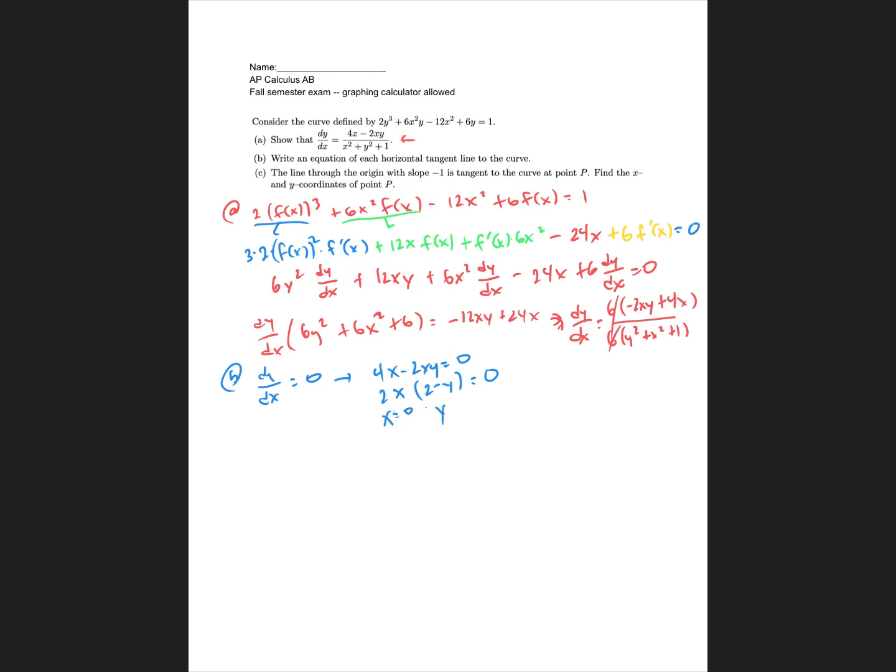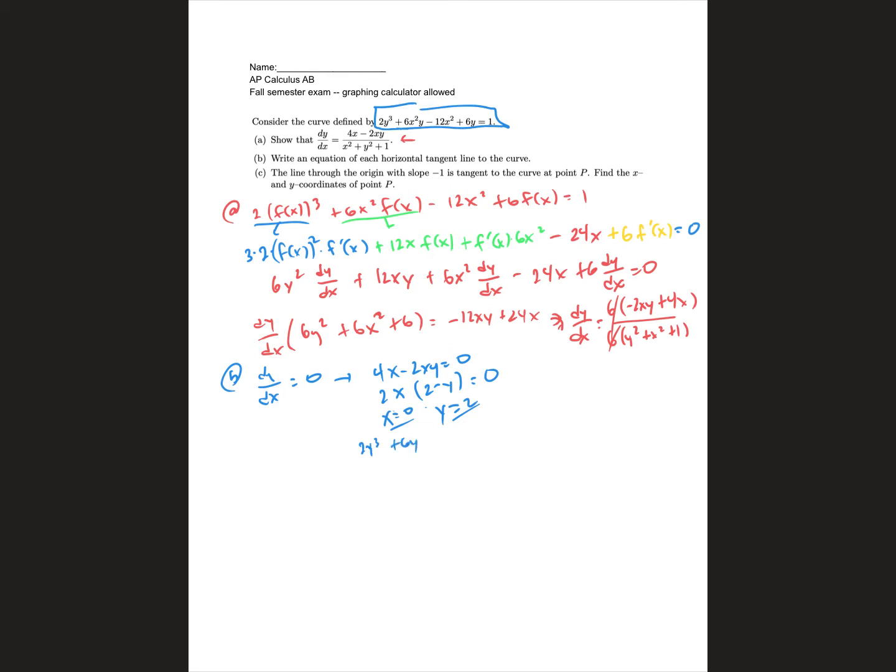Now, you can't stop there because that's where the derivative is equal to 0, but you don't know if those points are actually on the graph. It's possible for the derivative to give you a number that can't even occur on the graph. So what I'm going to do is take each of these numbers, x equals 0 and y equals 2, and plug them into the curve itself to make sure I know the point on the graph at which they occur.